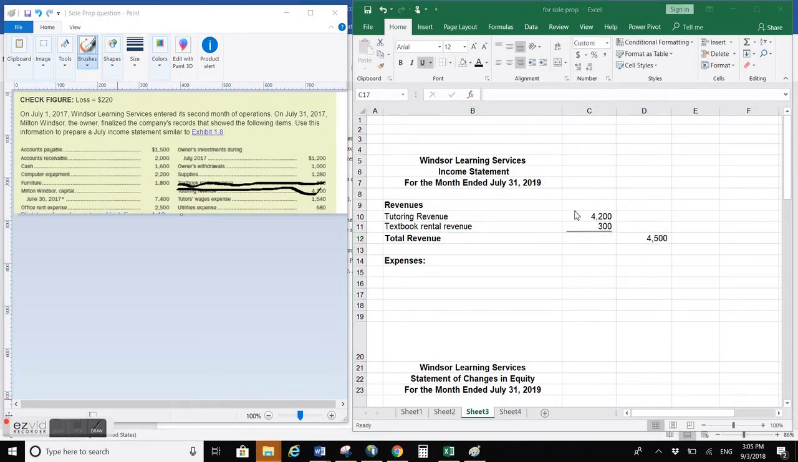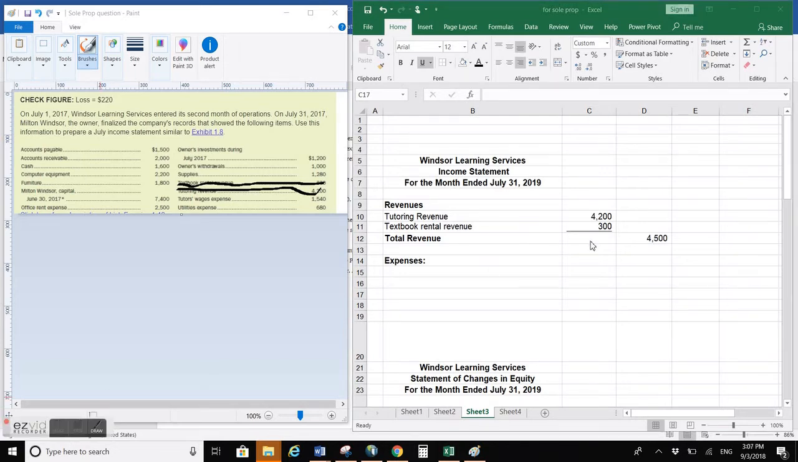Since this company has more than one revenue, we need to total them up. Notice when we do our financial statements that we always do our calculations in a straight line. So I'm taking these two numbers. The underline denotes that the numbers above will be calculated, and I'll bring my total over to the right.